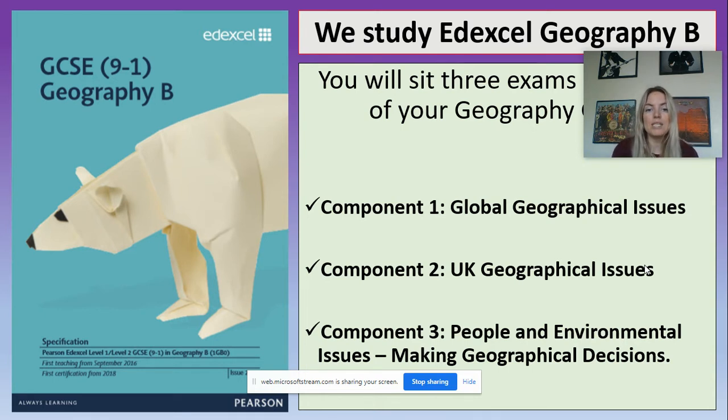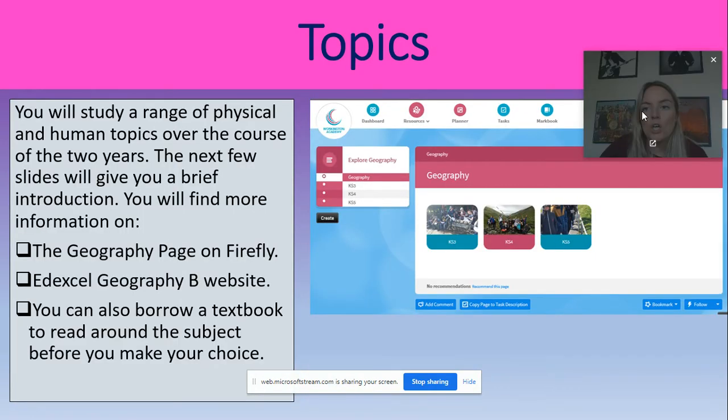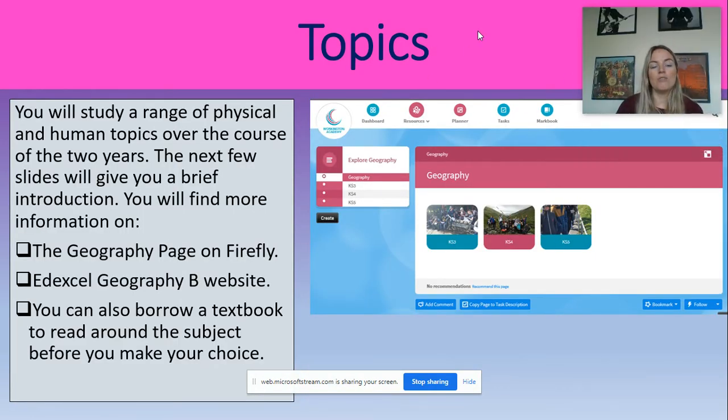So you get a booklet in the exam. You need to read through this booklet, and then at the end of that, you will have to make a decision on an issue, which I will show you in a little bit. So the topics that we study are obviously really, really important. I'm going to go over them briefly.